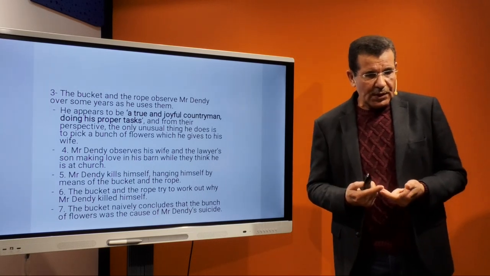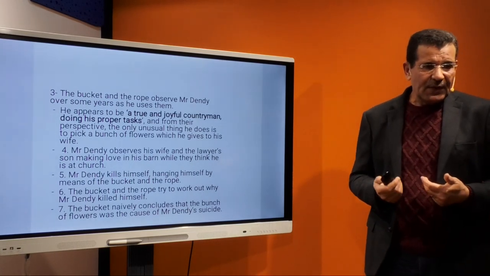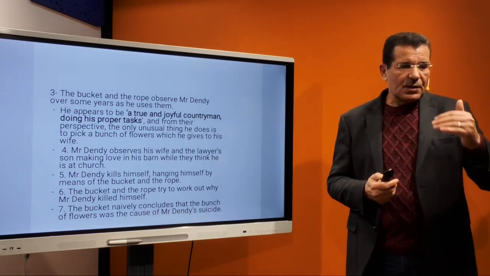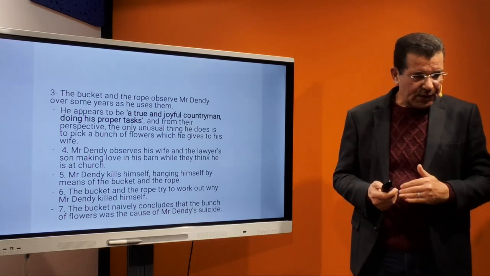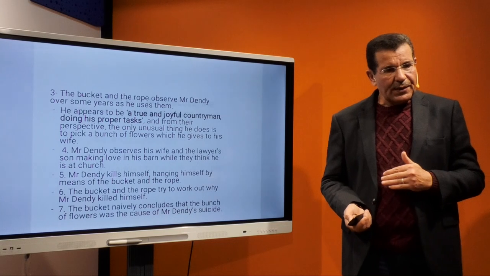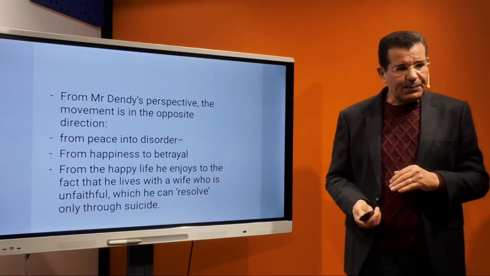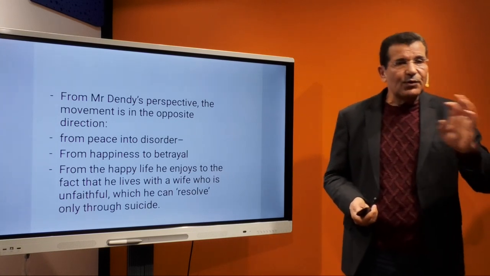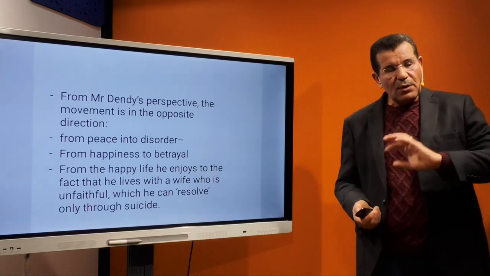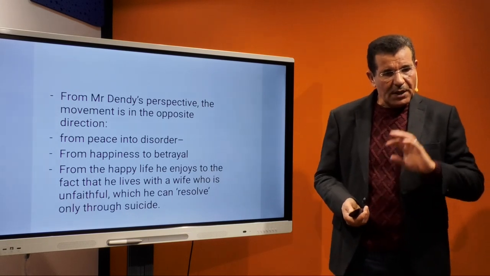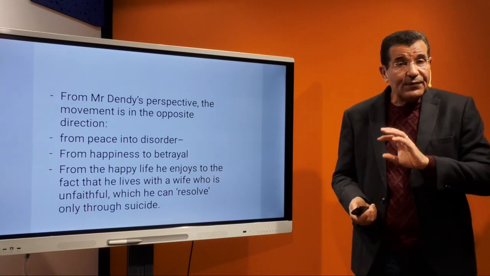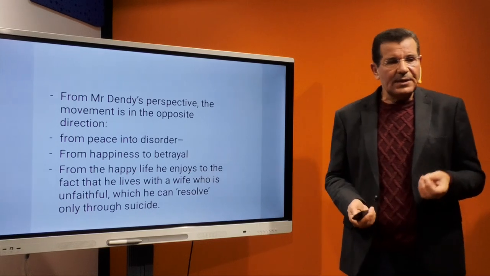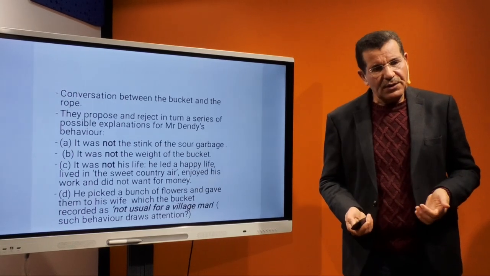And the bucket and the rope try to work out why he killed himself. Finally, the bucket naively concludes that the bunch of flowers was the cause of Mr. Dandy's suicide. So we try to find a chronological order of the story. From Mr. Dandy's perspective, the movement is in the opposite direction: from peace into disorder, from happiness to betrayal, from the happy life he enjoys to living with a wife who is unfaithful, which he can resolve only through suicide. And this is what we infer as readers when we follow the conversation of the bucket and the rope.